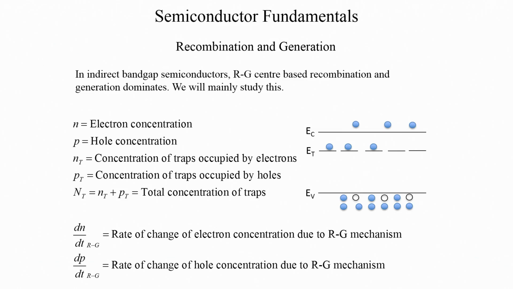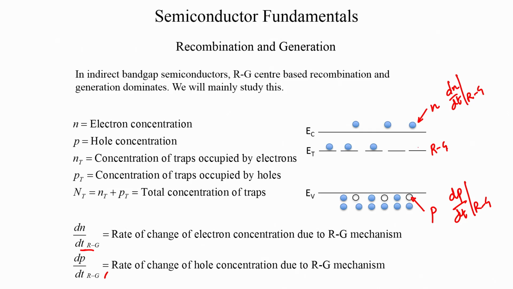In order to establish the analysis, we will set up a few definitions. We are interested in RG center based recombination generation mechanisms. The first definition is, let us say that the free electron concentration is n, and the hole concentration is p, and therefore dn/dt due to RG mechanisms is given by the time derivative here, and the rate of change of the hole concentration due to RG mechanisms alone is given by the rate term here.